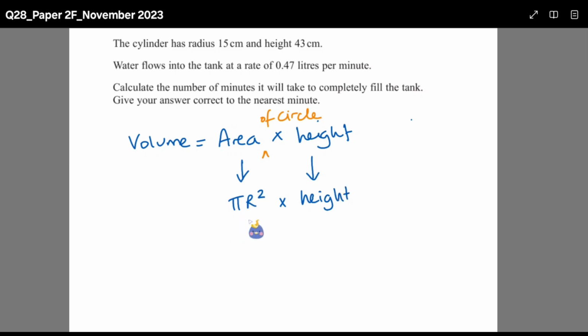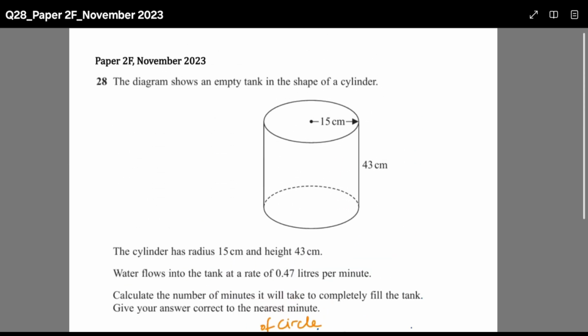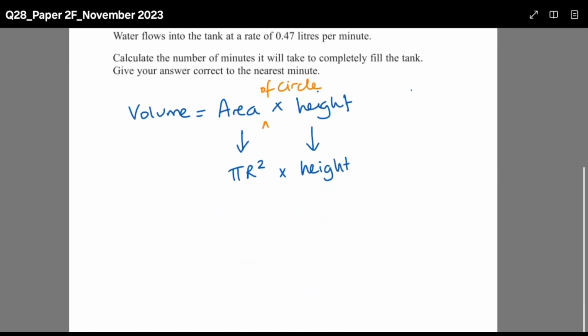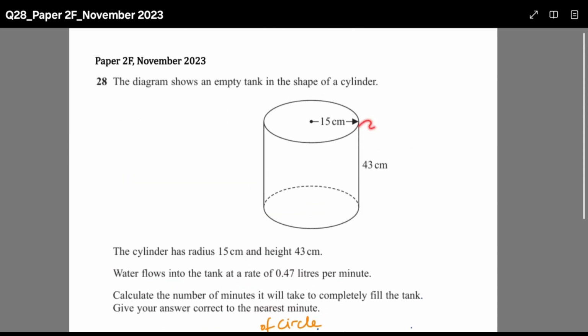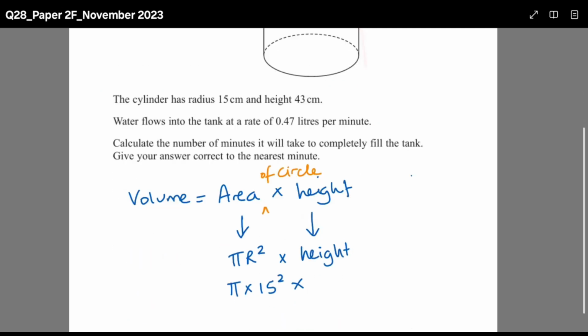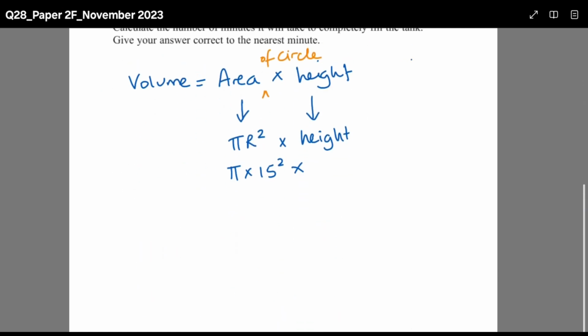Right, r in this formula is radius. So radius is the distance from the center of a circle to the circumference. So the radius of this circle is 15 centimeters. So if we come back to this formula here, we want to rewrite this as pi times 15 squared. When anything's written together like this in algebra, it means that you're multiplying them. So we've got pi r squared times the height of the cylinder, which is 43 centimeters.